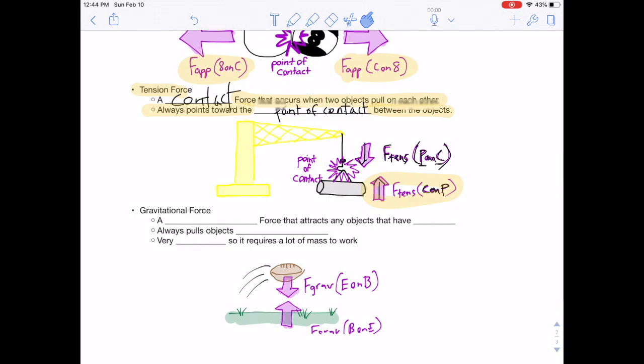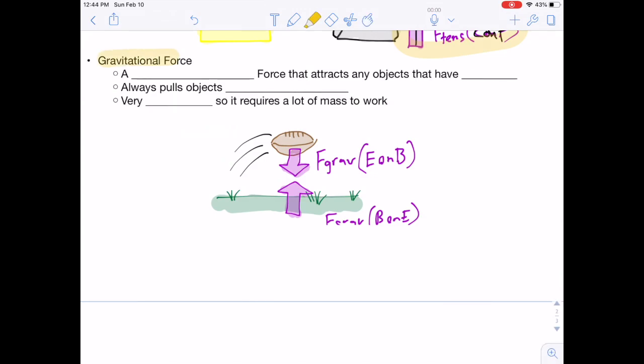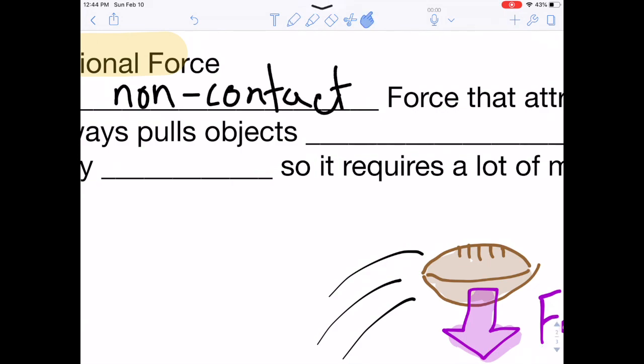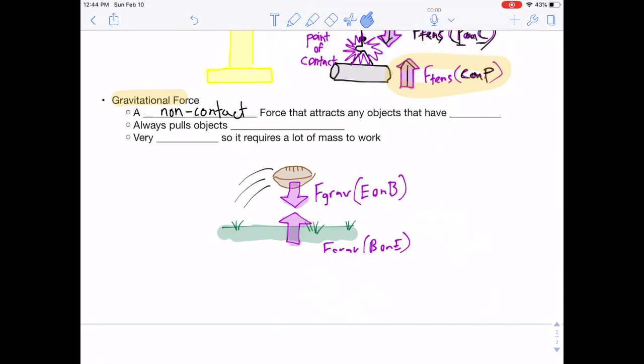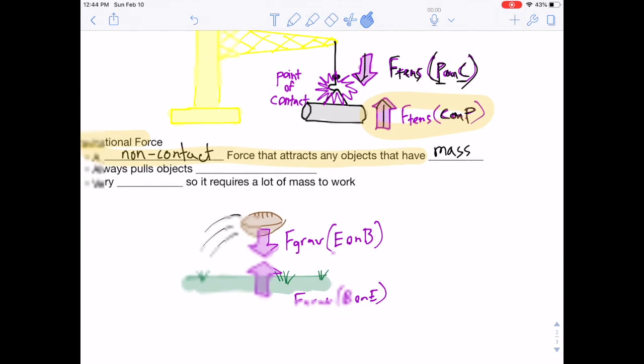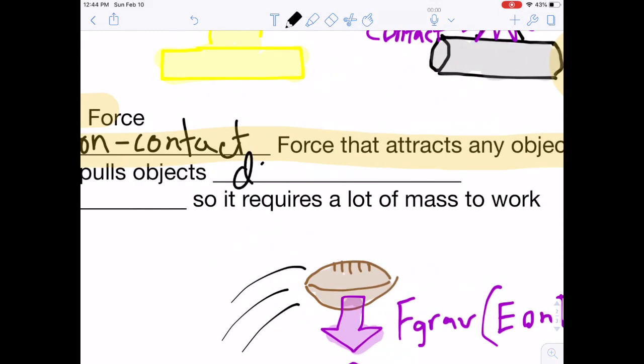And because it's transmitted through a rope or a string, we call it tension. All right, gravitational force. Now, gravitational force, this is our first non-contact force. It's a non-contact force that attracts any objects that have mass. If you have mass, you exert a force of gravity and you experience a force of gravity. And it always pulls objects down in the downward direction.